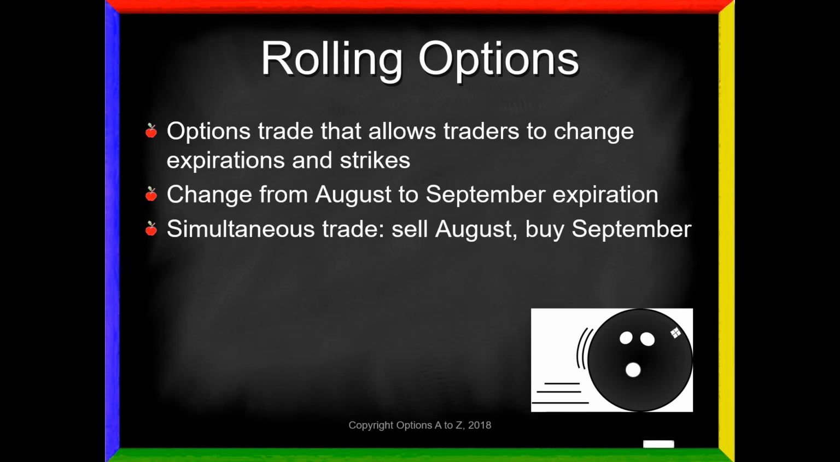And that's actually a horizontal roll, which would be done by buying a calendar spread. But the idea is that it's just a simultaneous trade. It's one trade that takes care of both transactions. So in the business, we would say that you have rolled from August to September.